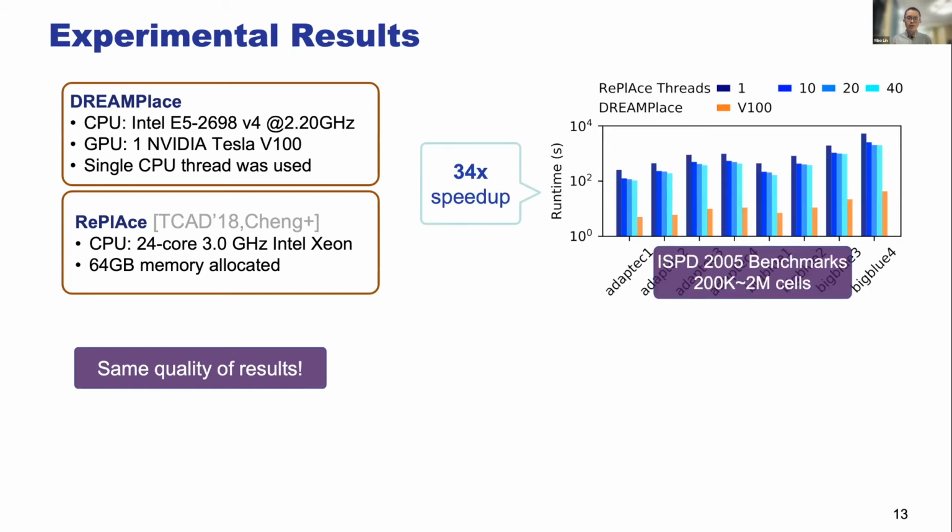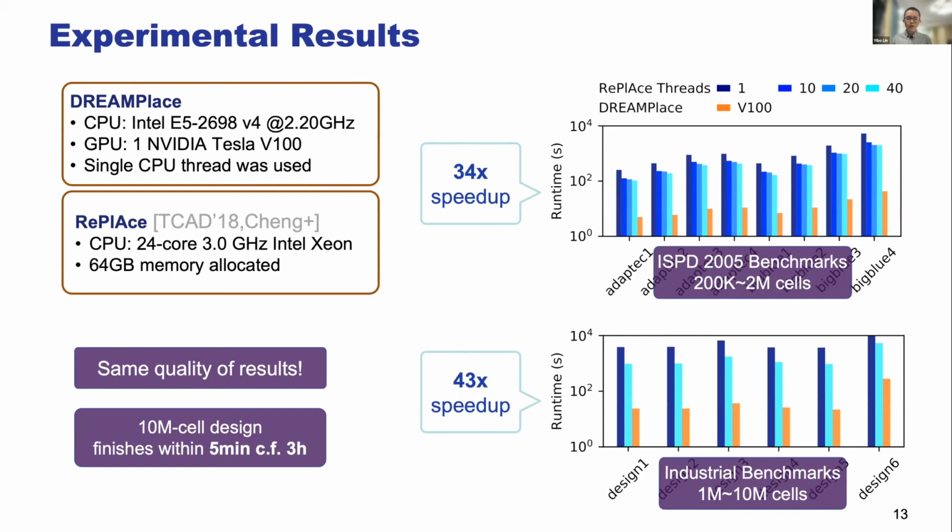We first evaluated on ISPD 2005 benchmarks and achieved more than 30 times speedup over the multi-thread CPU implementation. We further evaluated on large industrial benchmarks, ranging from 1 million to 10 million cells. Over 40 times speedup is achieved. Eventually, for a 10 million cell design, we can finish it within 5 minutes compared with 3 hours on multi-thread CPU.